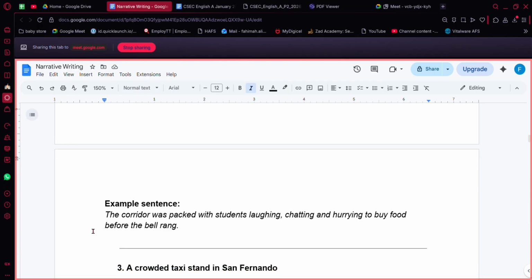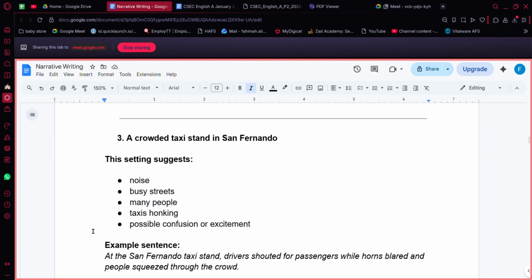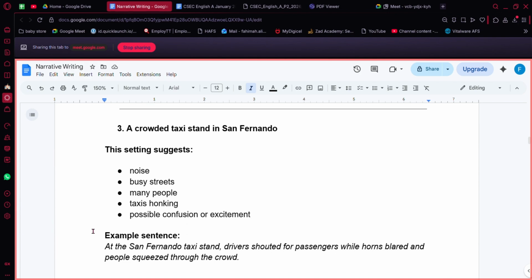Our next example, a crowded taxi stand in San Fernando. So think about what the taxi stand looks like or feels like or sounds like. Noise. Right? You're always hearing those taxi drivers shouting for passengers, telling you, we go in this place, we go in that place, $10 to go this place, and so on. Busy streets, you're also going to be hearing cars driving, honking their horns. You're going to hear people talking and shouting loud. You're going to hear music playing. You're going to hear the taxis honking their horns, possible confusion or excitement by people running to get taxis to go to work or to go home, and so on.